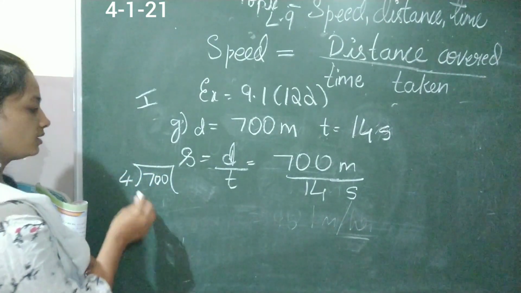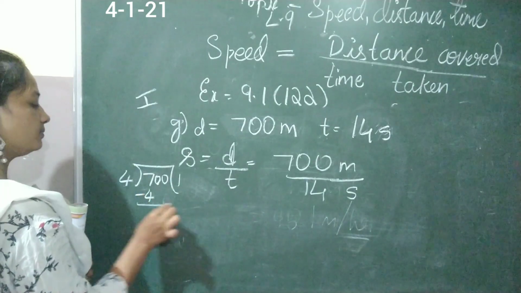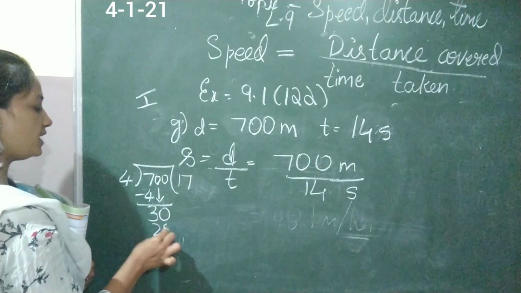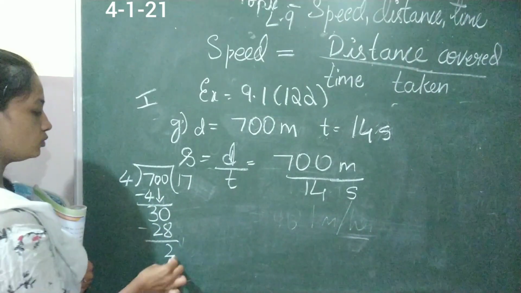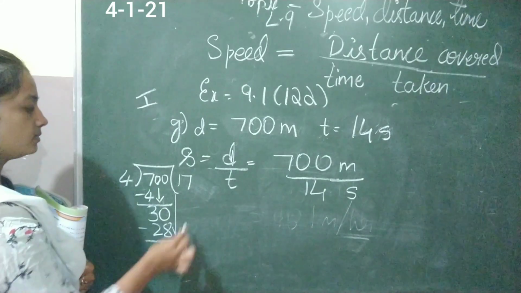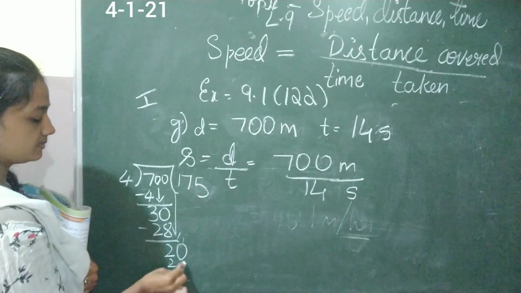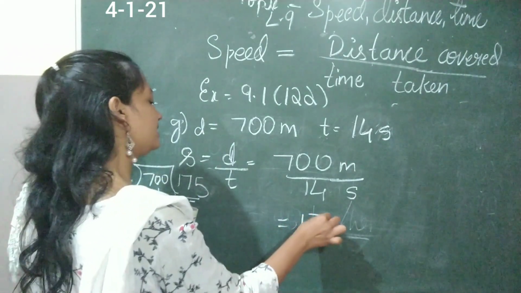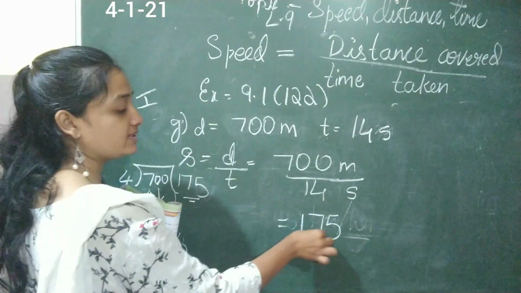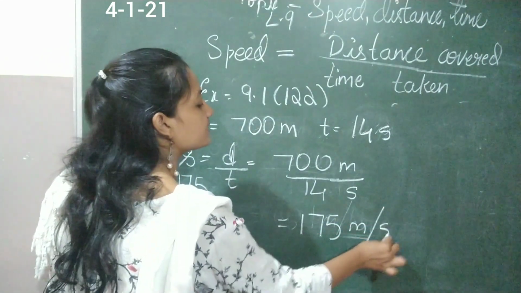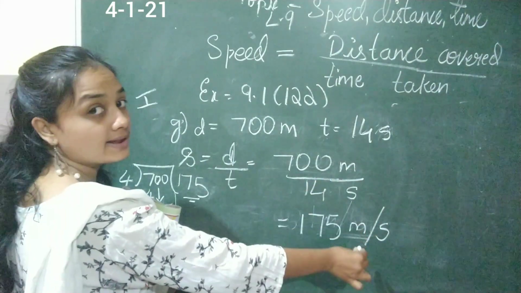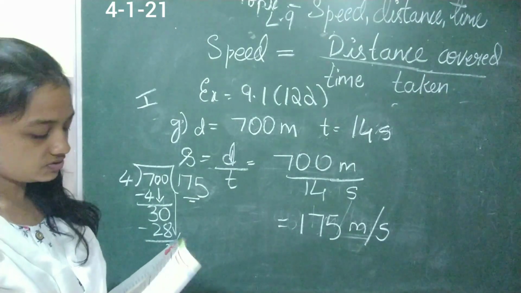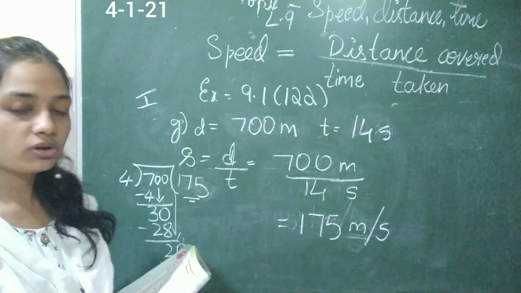700 divided by 14. 14 ones are 14, 0, bring down 0. 14 fives are 70. So my quotient is 50 meters per second. Because I have meter and second, I write meters per second. So I hope you are clear with this, children. Others are quite easy for you to try it out.